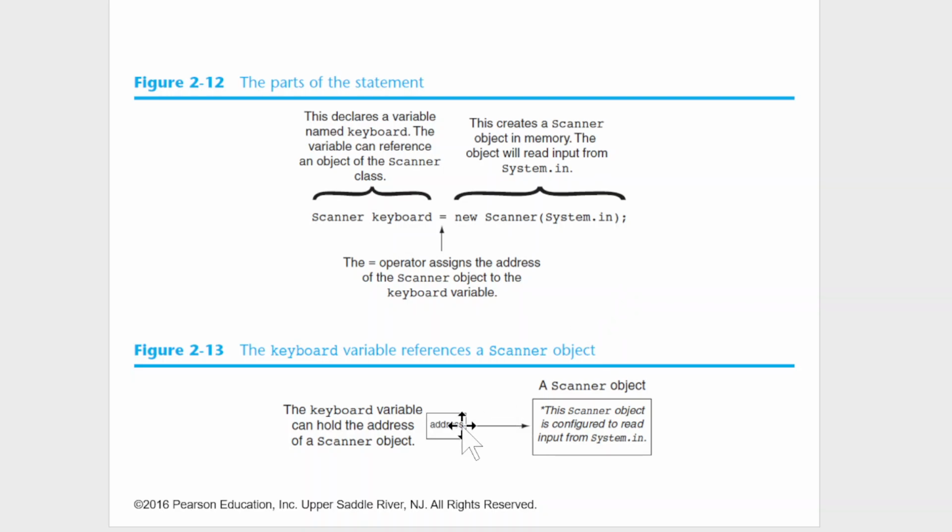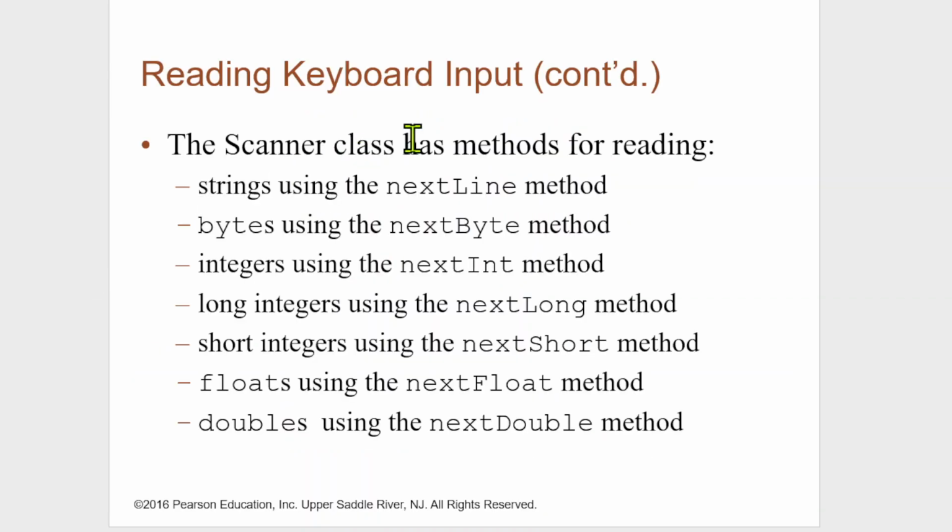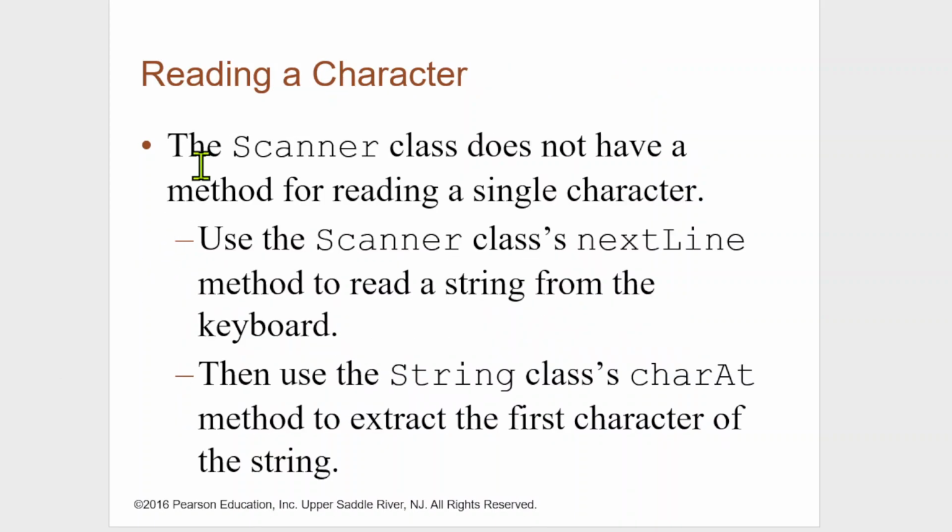Okay, so the keyboard variable holds the address of the object, and the object is the Scanner object configured to read input from System.in. And System.in is your keyboard. The Scanner class has methods for reading strings by using nextLine, bytes by using nextByte, integers, long, short, float, double. The Scanner class does not have a method for reading a single character.